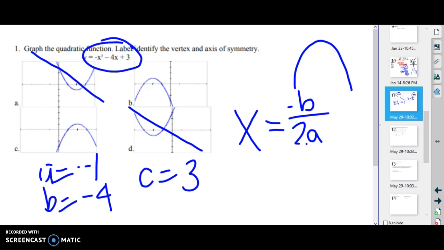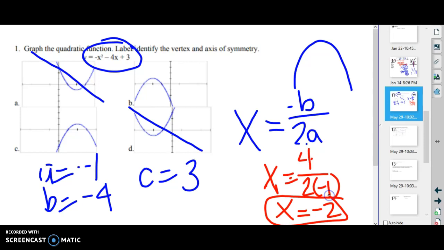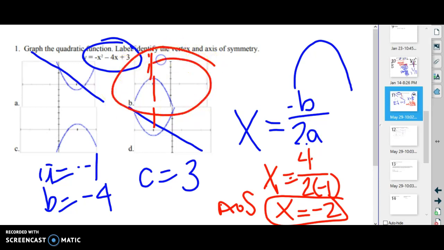So my axis of symmetry is going to be x equals the opposite of b, so 4, all over 2 times -1. So my axis of symmetry is going to be at x equals -2. And I can just label that axis of symmetry. So if that's the case, then this right here, oh, that wasn't very good. It's right in the middle. This is going to be my 1 because this has an axis of symmetry at 2.